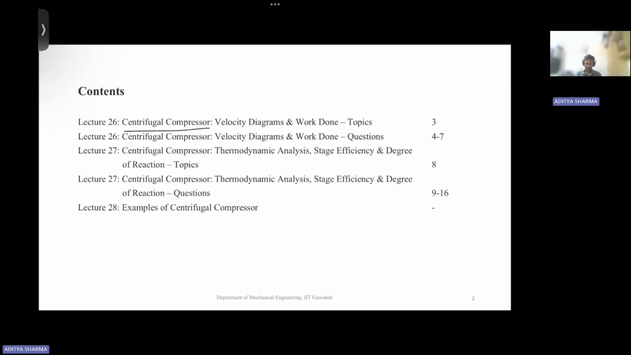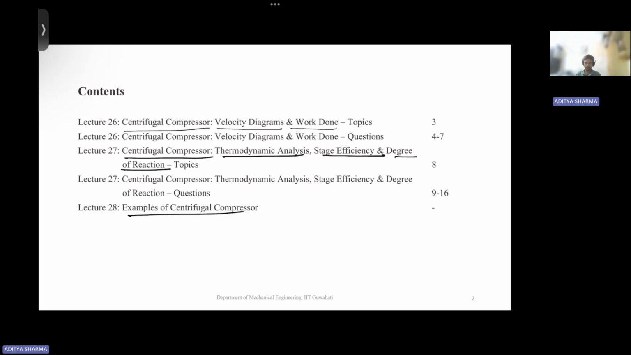So three lectures are there. In lecture number 26, you have velocity diagrams and the work done expression in case of centrifugal compressors. Then in lecture number 27, you have thermodynamic analysis, stage efficiency, and the degree of reaction of centrifugal compressor. Then lecture 28 is about examples of centrifugal compressor. So this we will not take because it has numericals only.